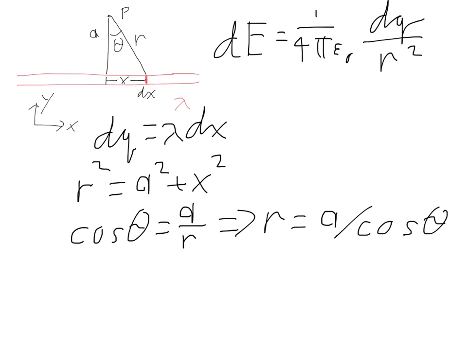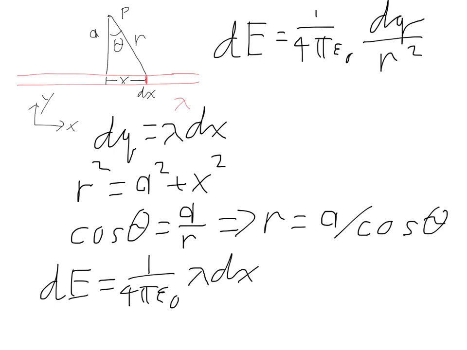All right. So we can go ahead and plug that in right now and see how far it gets us. And so we see the infinitesimal electric field is 1 over 4 pi epsilon naught, lambda dx, and then we're going to have a squared over cosine squared theta. So far so good. But remember, there's something else we need to be considering here. We need to consider the amount of electric field in the y direction.